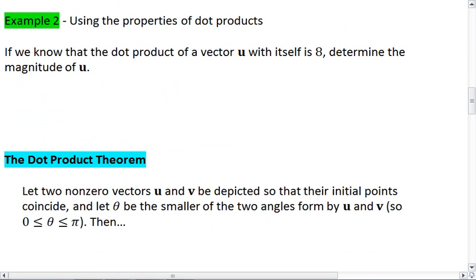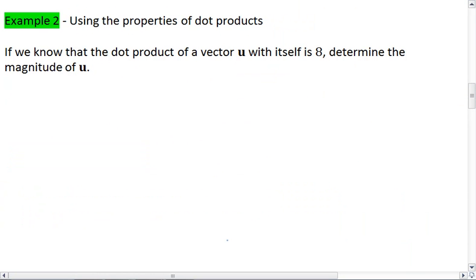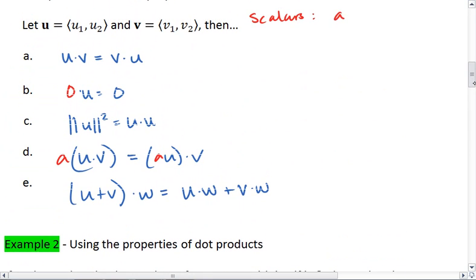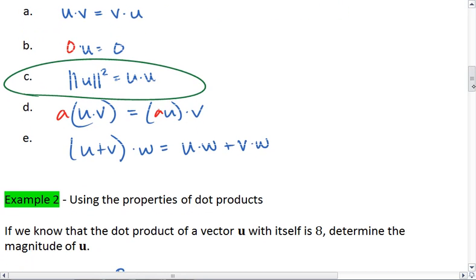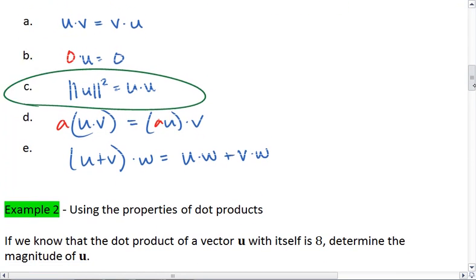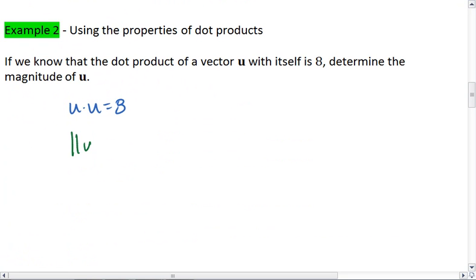Let's look at an example. If we know that the dot product of a vector u with itself, so u dot u, is 8, we're going to determine the magnitude of u. Well, let's look back up at our properties. Our third property tells us that the magnitude squared equals a vector dotted with itself. Thus, the magnitude of u squared equals u dot u, which equals 8. And that's it.